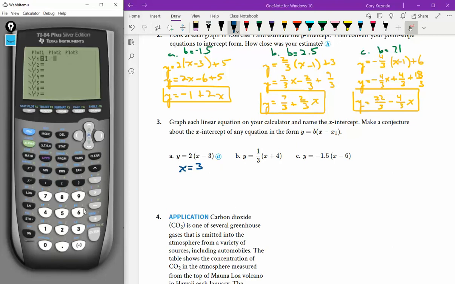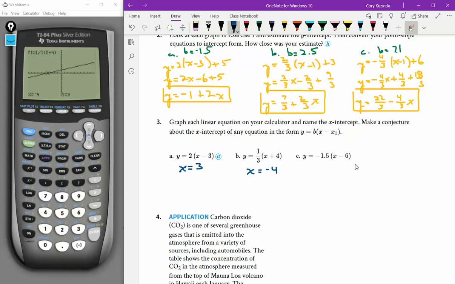1/3 times x plus 4. I think I know what the x-intercept is going to be. We'll trace it. It looks like it's negative 4. It is.